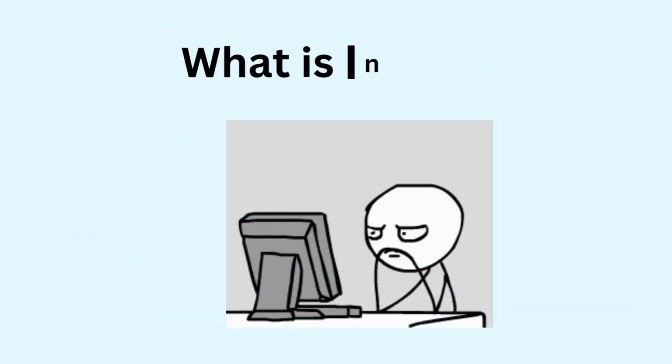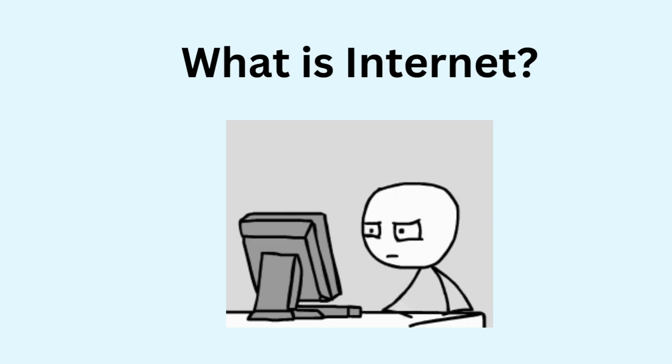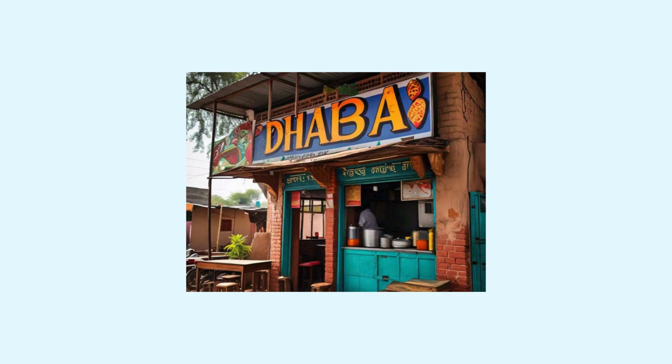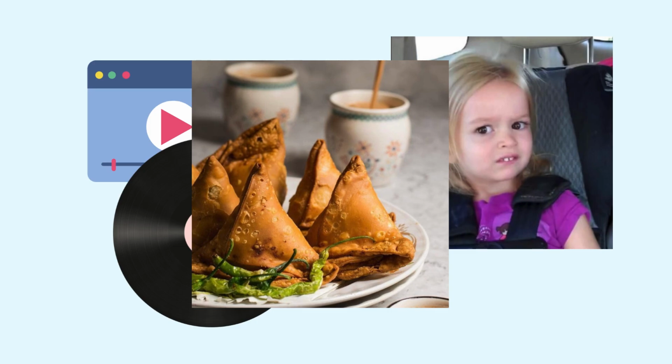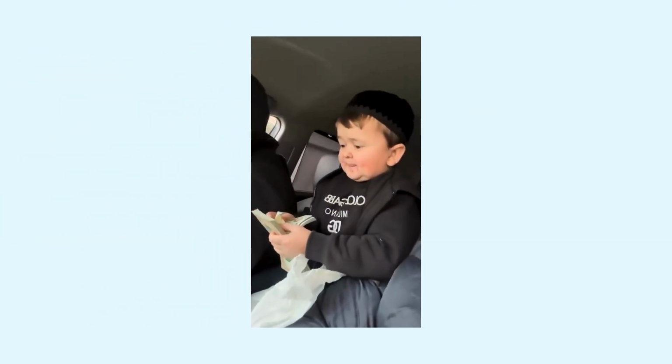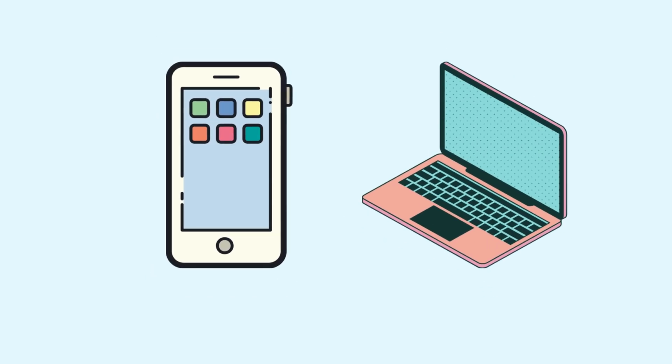So let's start from the basics. भाई सबसे पहले what is the internet? Think of it like a massive worldwide dhaba. ऐसा ढाबा that has everything: videos, songs, memes, even that samosa recipe you were looking for. But the $1,000,000 question is, how does your laptop or mobile order from this giant dhaba?